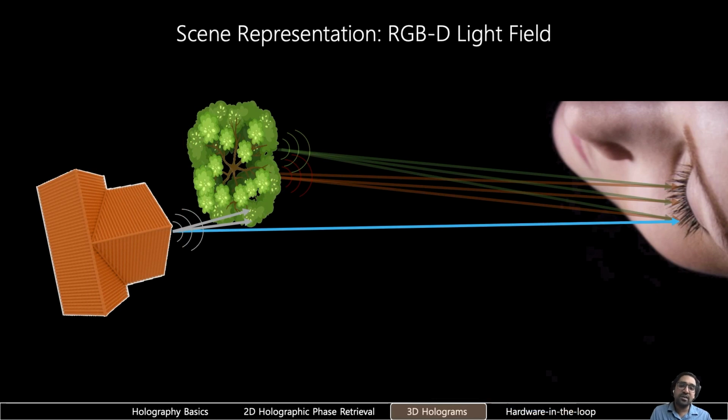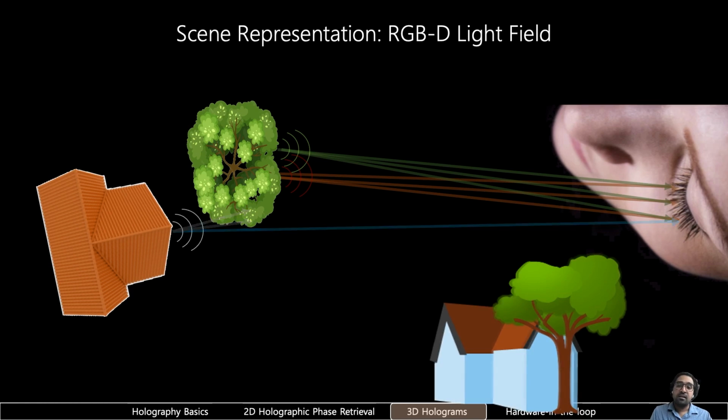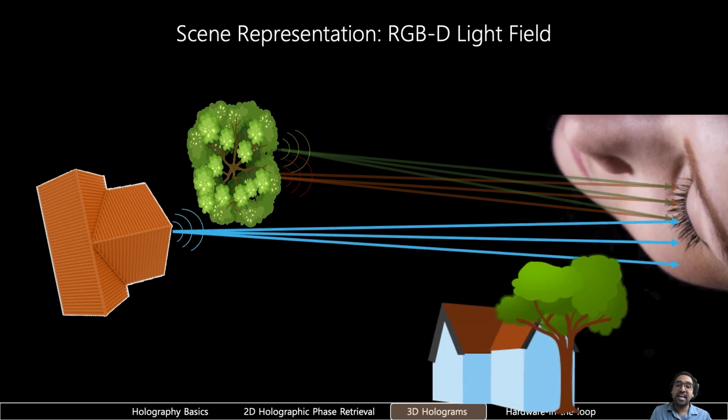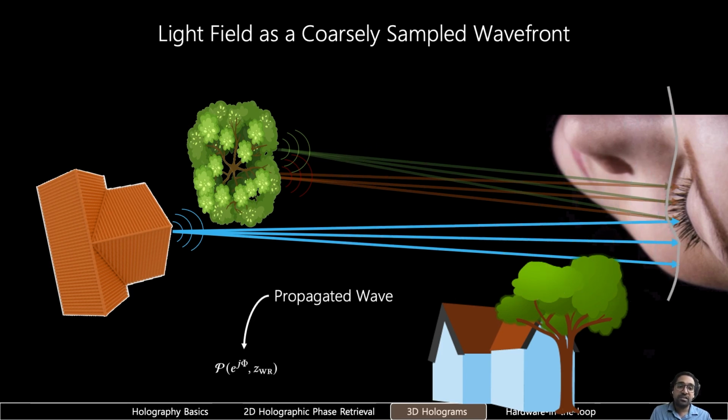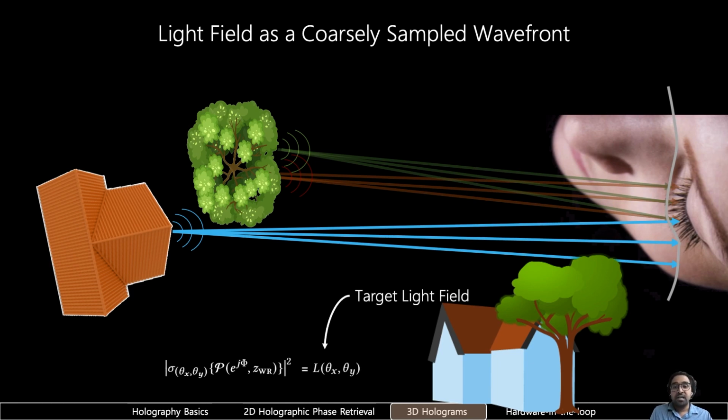In contrast to these scene representations, if we use a 4D light field, all depth cues and parallax information can be encoded in its different angular views. Note that a light field is nothing but a coarsely sampled wavefront. Therefore, propagating the underlying complex wavefront and sampling it generates a light field angular view. If we are able to recover the complex wavefront from the coarsely sampled light field wavefront, we will be able to represent a true 3D hologram with continuous focus and parallax cues.